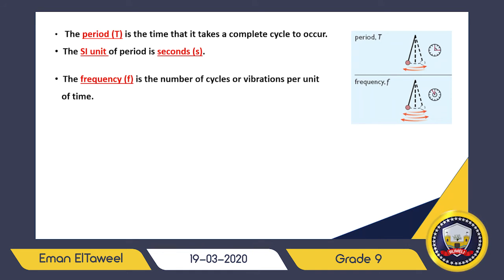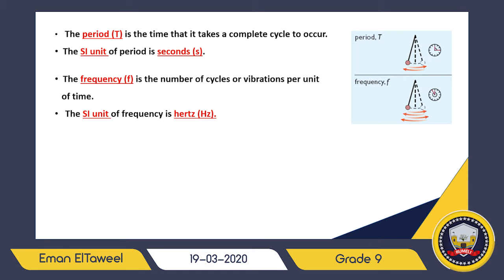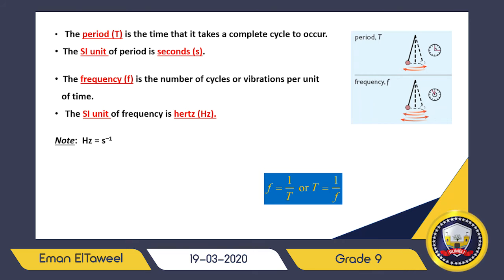And its measuring unit is hertz. By the way, hertz equals second to the power negative 1, s^-1. Why? Because frequency simply equals 1 over T, the period. So it is the reciprocal of the period. And T, the periodic time, equals 1 over f. That's why hertz equals second to the power negative 1.